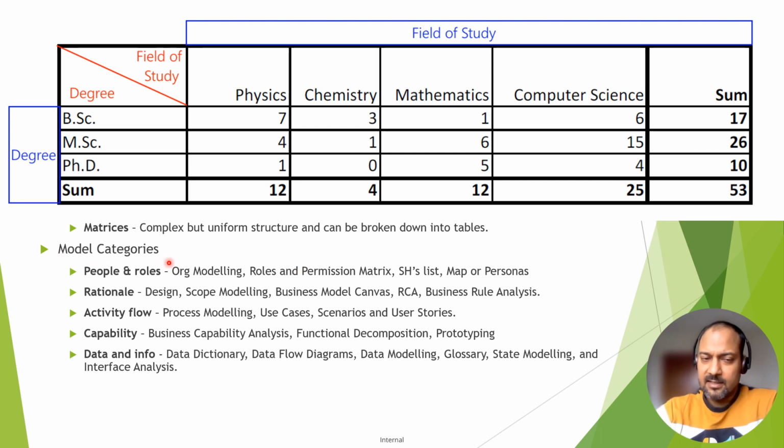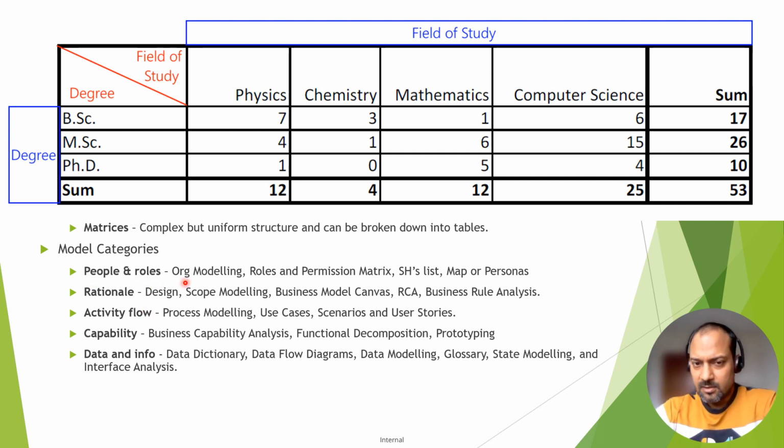The model categories. Now the model categories are people and roles. Please note down these many techniques here. These are very important. In our next slides, when we talk about the techniques, if you remember the model categories and which techniques are used for each model category, that will be easy for you. So, people and roles.